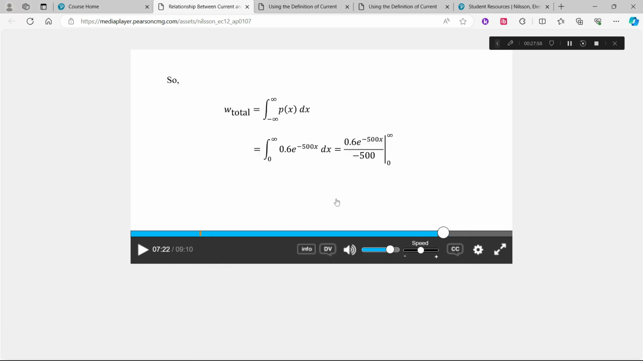What are my numbers for what is pi equal to? We'll just do what it is integrated, so I don't have to do that now. So 0.6 divided by negative 500 e raised to the negative 500 x. Okay.